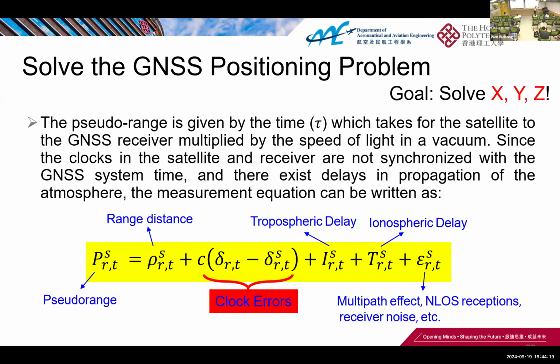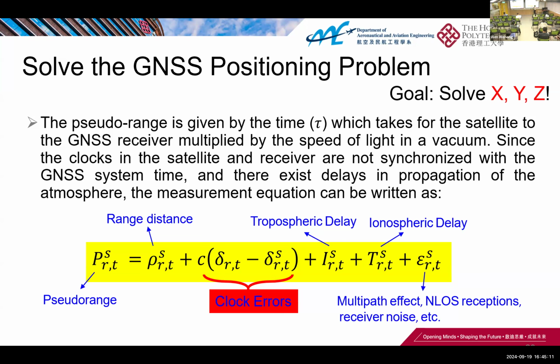But the bad news is this distance includes several error terms. If there are no clock differences, no clock errors, the left side should be equivalent to the distance, right? The pseudorange should be equivalent to the range distance if the clocks are 100% perfectly aligned. But if there are some clock errors, this is the clock error multiplied by the speed of light. This error includes 2 terms. This S means the satellite clock error. This is the receiver clock error.